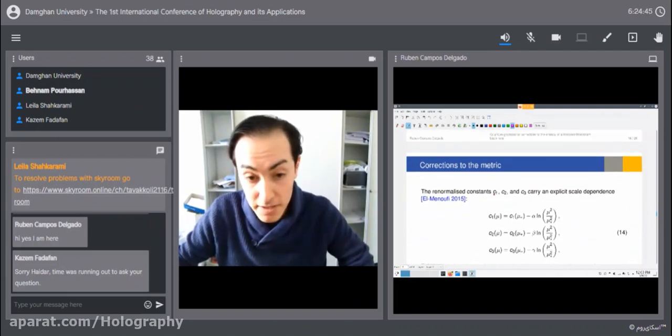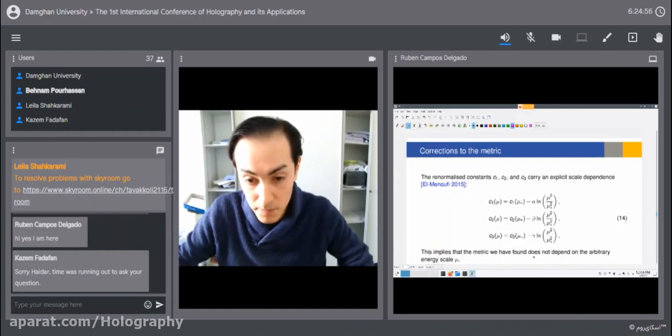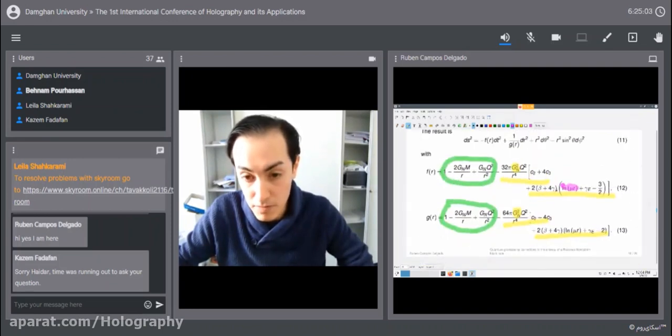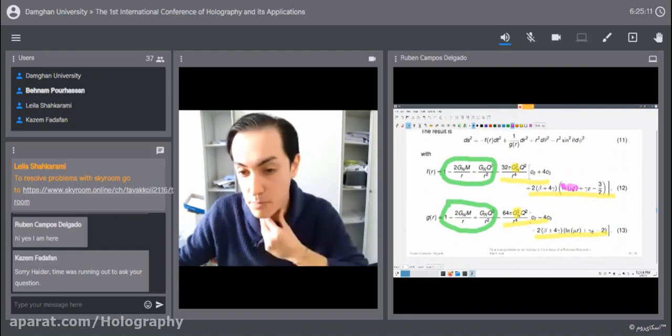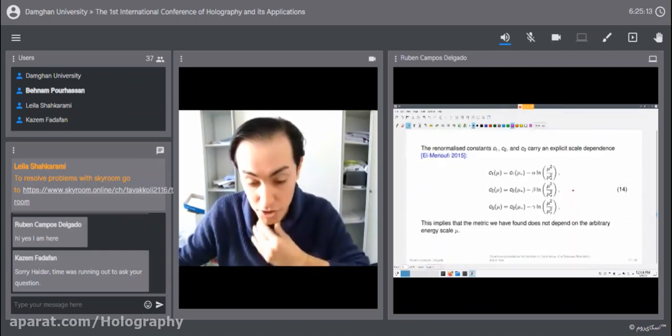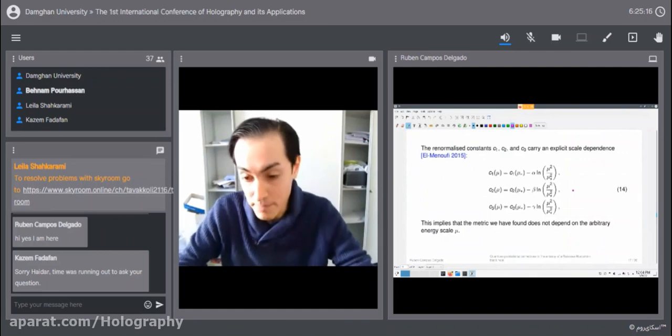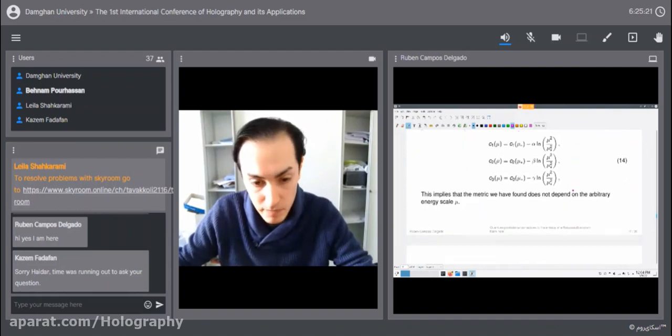So the idea is that C1, C2, and C3 are renormalized constants, so they carry an explicit scale dependence, which is the following. Now if you plug these expressions for C1, C2, and C3 into these expressions of the metric, you see that the terms containing mu cancel out. So at the end, the metric does not depend on mu, which is consistent because a metric should not depend on an arbitrary energy scale.